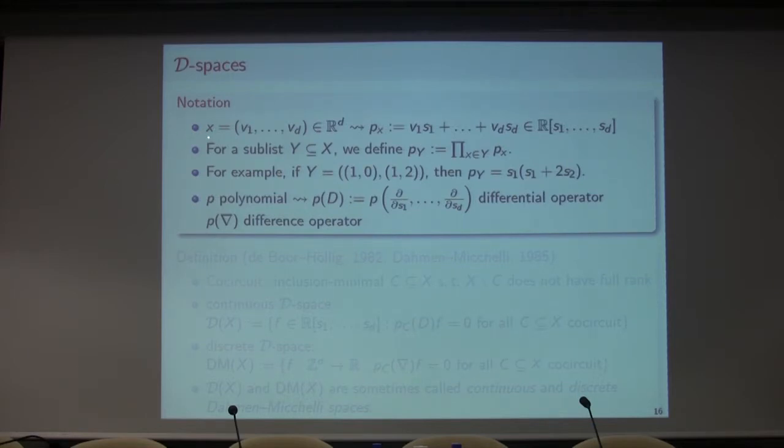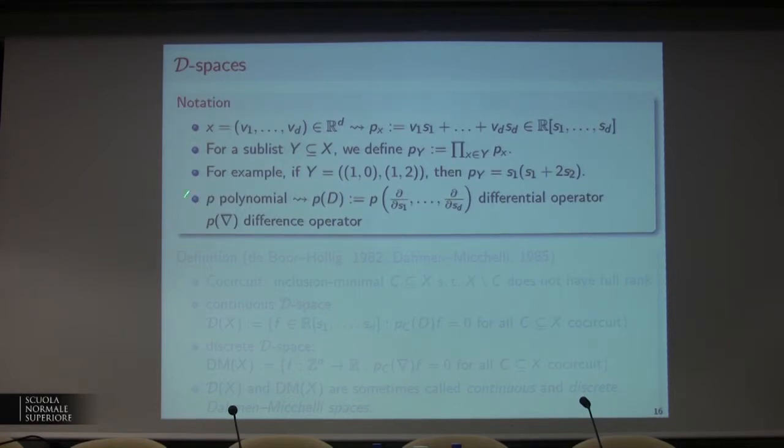Okay, so we look at a vector x with components v1 through vd, living in R^d. This defines a linear form where we just take the entries of the vector as coefficients of the variables. And for a sublist, if we have a list of vectors, we can get a homogeneous polynomial, which is just the product of the linear forms corresponding to each of the individual vectors. Here's an example: we have y equals (1, 0), (1, 2). Then we get this homogeneous polynomial p_y equals s1, which comes from this vector, times s1 plus 2 s2, which comes from this vector.